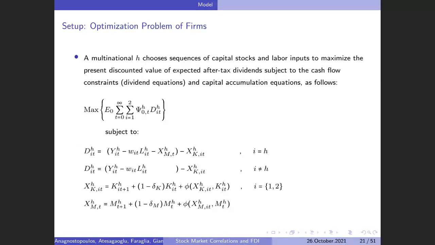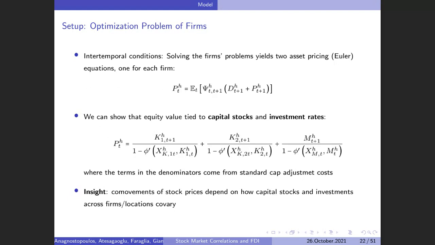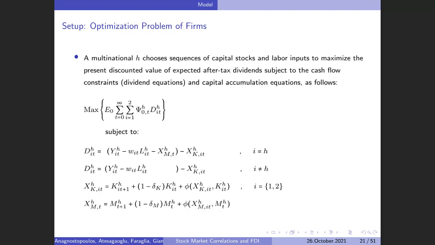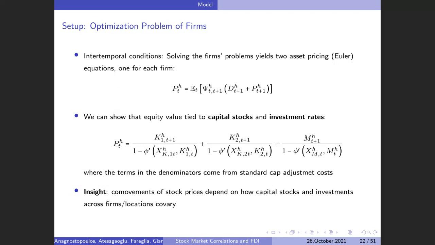Then, okay, what is the optimization problem of the firm? The multinational is going to maximize the present discounted value of the dividends that come from all over the world, subject to the cash flow constraints of the two plants and the capital accumulation functions for tangible capital and technology capital. So that is the optimization problem of a firm. Now, okay, one can show analytically, after some tedious math, the following.